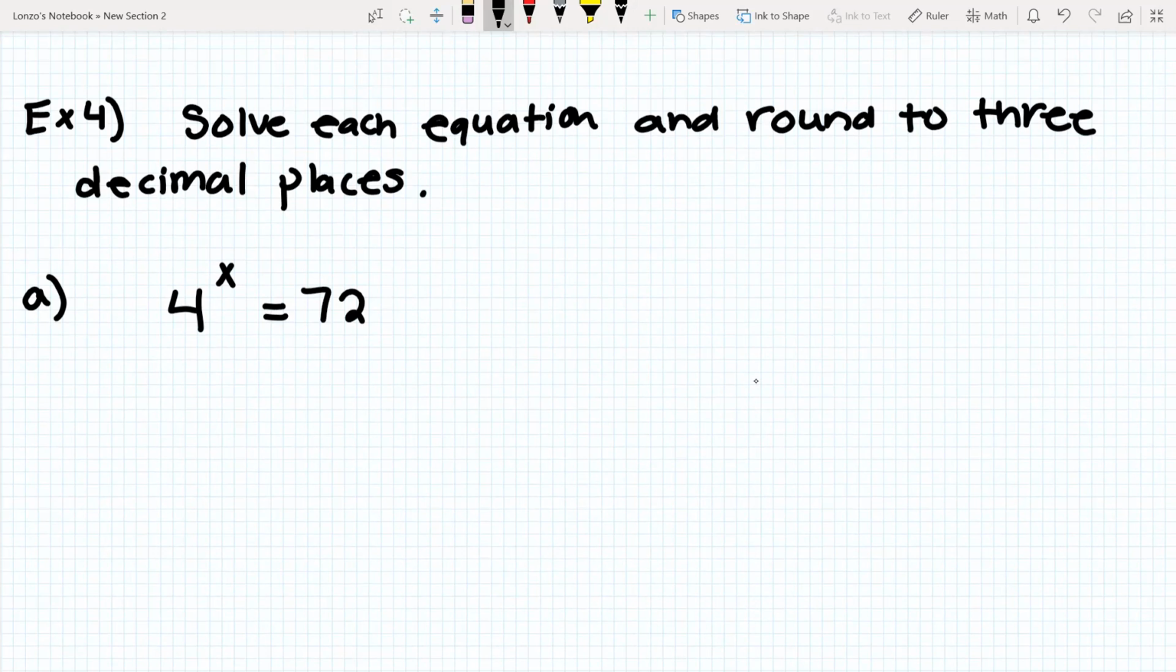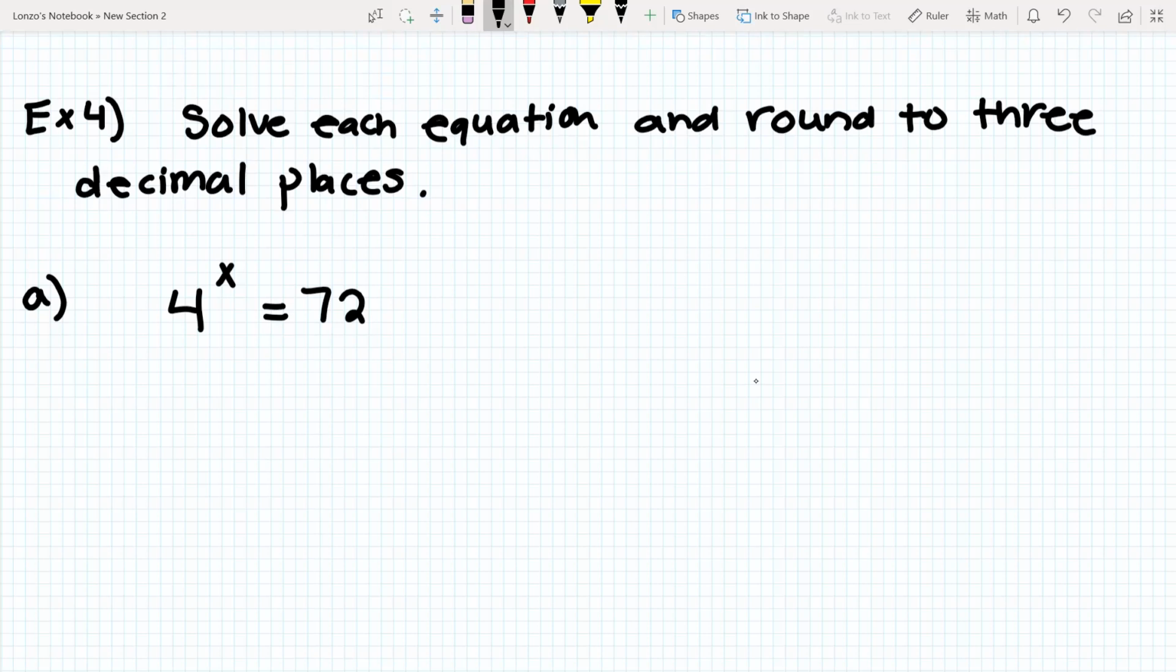Let's start with A. We have 4 raised to the x equals 72. Now, usually you should try to get everything in a common base. But there's no way this will work. There's no common base that will give you 72 evenly.